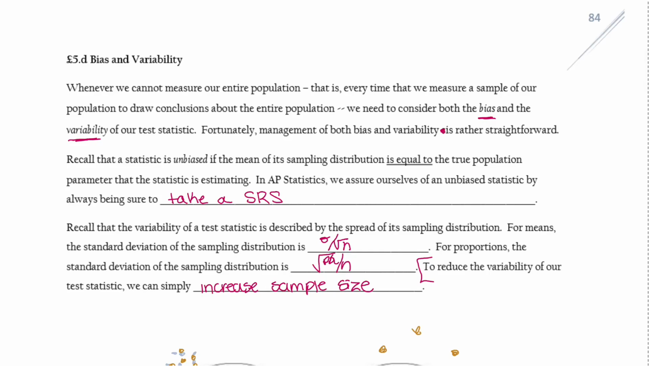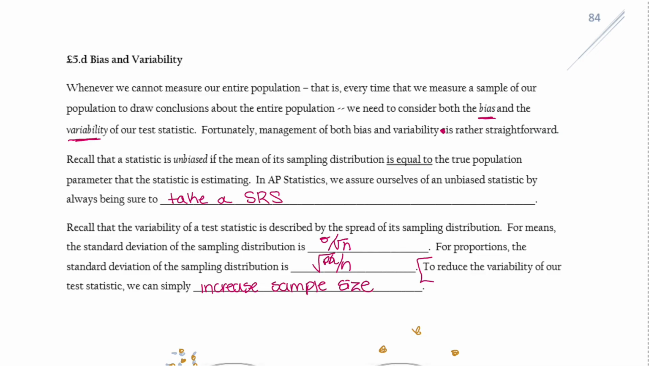Welcome to this video. In here, I'm going to introduce bias and variability. Whenever we cannot measure our entire population, that is, every time that we measure a sample of our population to draw conclusions about the entire population, we need to consider both the bias and the variability of our test statistic. Fortunately, management of both bias and variability is rather straightforward.